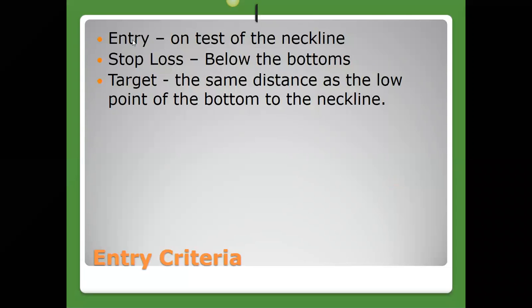Okay, so what we just looked at, entry will be on test of the neckline. We're waiting patiently for the neckline to break, and then we enter into our trade. The stop loss will be below the bottoms, and we want to make sure we give it little room for the trade to breathe, because sometimes what it can do is go and test it the third time. So we want to make sure that we don't get stopped out just because the price is testing the level a third time. And again, our target would be the same distance as the low point of the bottom to the top of the neckline.